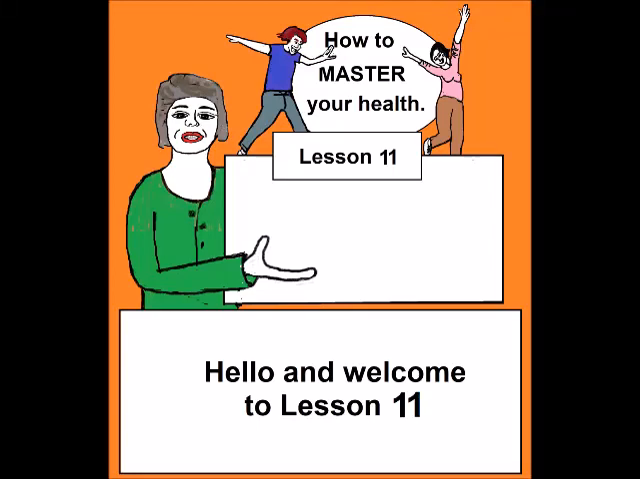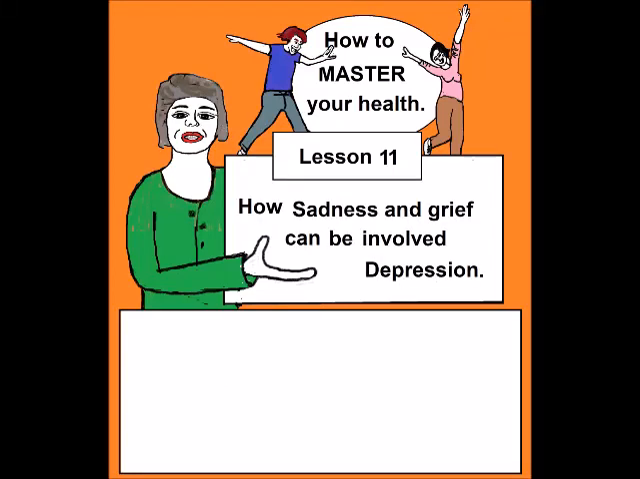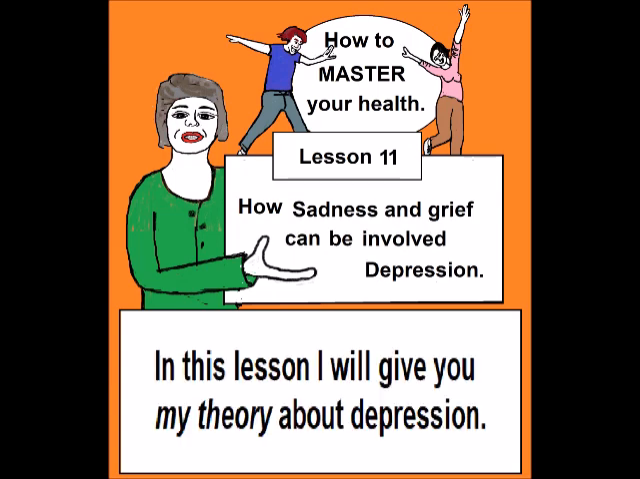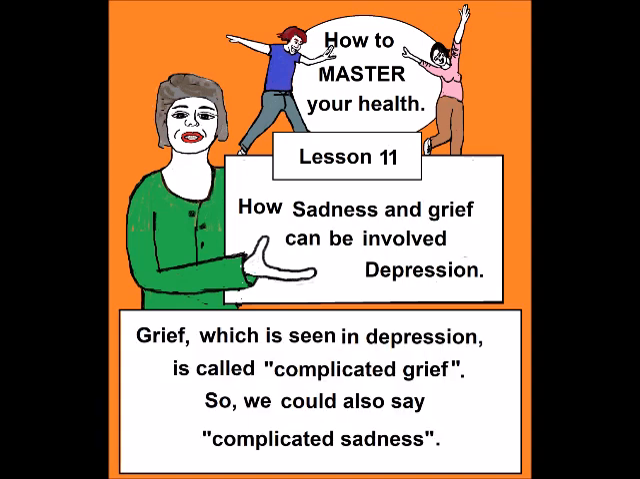Hello and welcome to Lesson 11 on how sadness and grief can be involved in depression. In this lesson, I will give you my theory about depression. The grief which is seen in depression is called complicated grief, so we could also say complicated sadness.